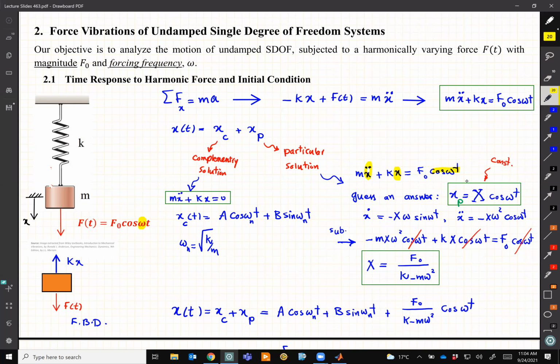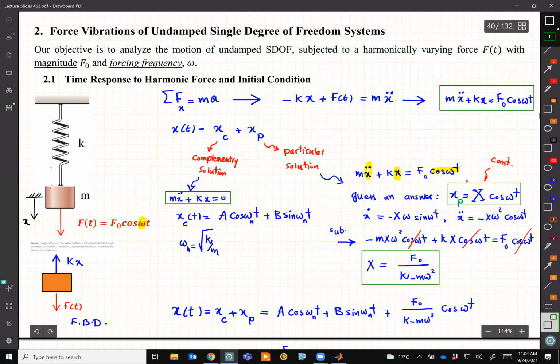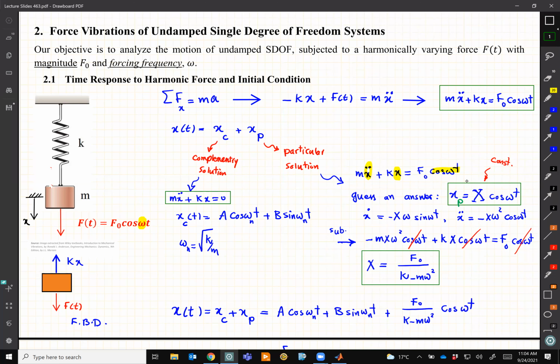We draw our free body diagrams, and then we find the equation of motion, which turned out to be this equation. Somebody asked last Wednesday, since we use Newton's law, can we use the Lagrange equation when we have an external load? The answer is yes. And in fact, your TA today will show you how you can deal with the Lagrange equation when you have a force.